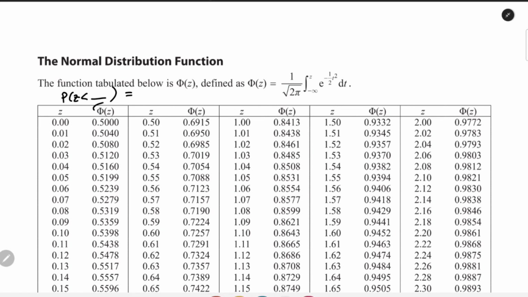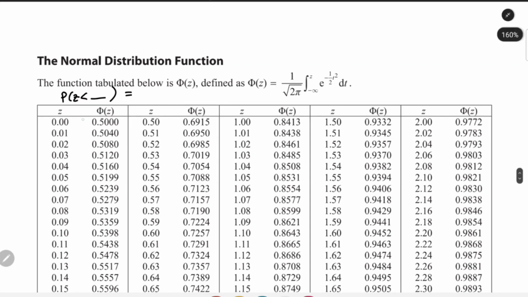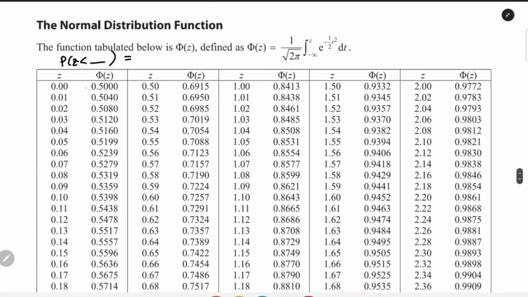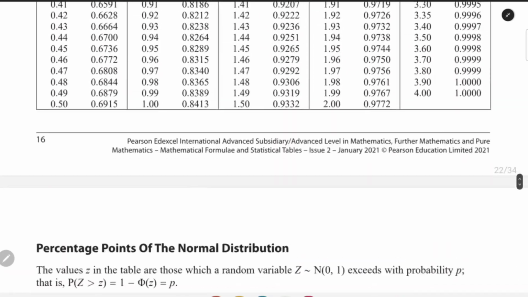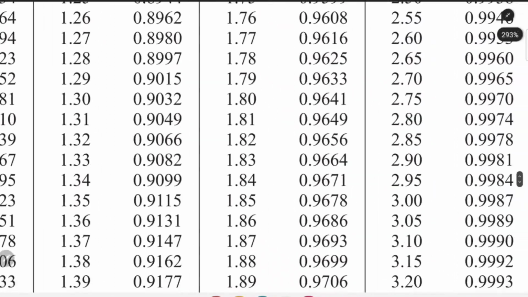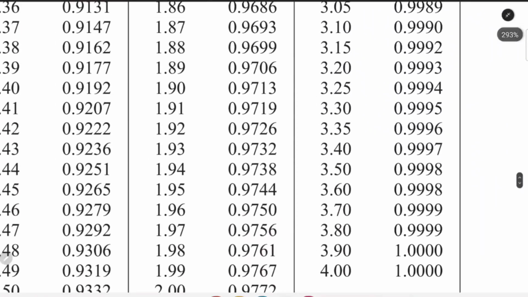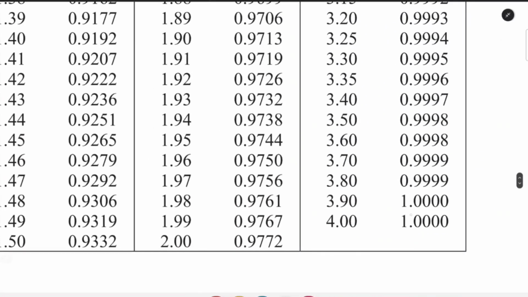This value is the probability of z being less than the value on its left. So the probability of z being less than 0 is 0.5. The probability of z being less than 0.01 is 0.5040. If I go on, I have values until the z value of 4, where it approaches almost 1.